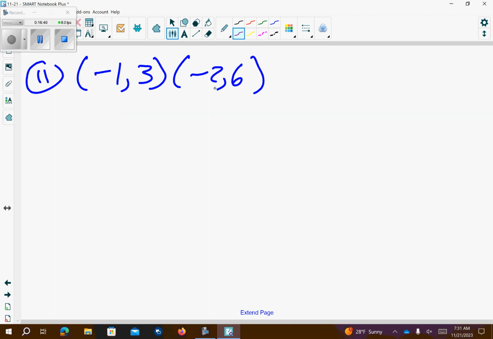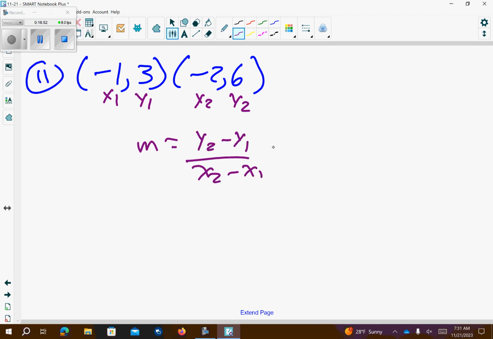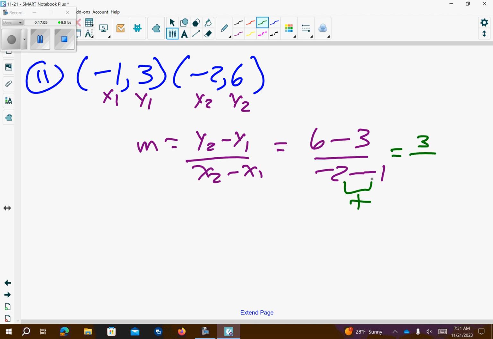Number 11, neither one of those is my y-intercept, so I'm going to label this x1, y1, x2, y2. My slope is going to be y2 minus y1 over x2 minus x1. So I'm going to go 6 minus 3, negative 2 minus negative 1. Remember, that's going to give me a positive on bottom, so 6 minus 3 is 3. Negative 2 plus 1 is negative 1, so my slope is negative 3.